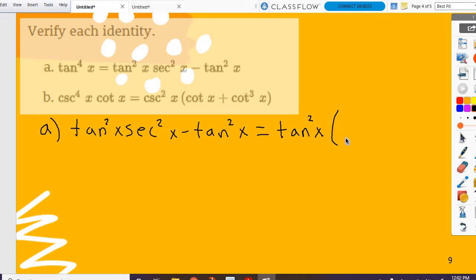Well, notice that when I factor out a tangent squared, I get secant squared of x minus 1. Secant squared of x minus 1 should look vaguely familiar because it's one of my Pythagorean identities. And so what does secant squared of x minus 1 equal? Tangent squared. So then I have tangent squared times tangent squared, which gives us what?